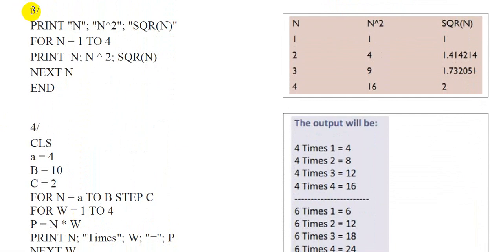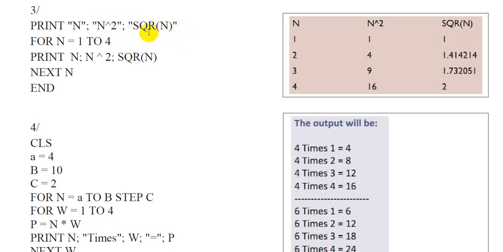The third step of the procedure, or the third code here, is to be considered as a print statement of n, double comma, n, double comma, n to the power 2, n up to 2, double comma, SQR. SQR stands for the command of square root, the double comma square root of n.